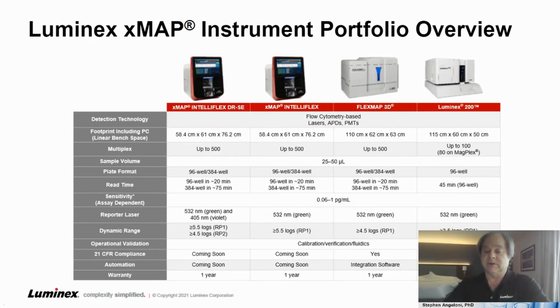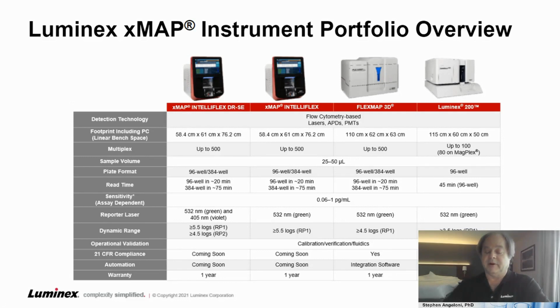These three instruments here, the IntelliFlex, the FM3D, and the LX200, they're all flow-based instruments. The LX200, however, has only one sample loop, whereas the FM3D and both iFlex have two sample loops. And the advantage of having two sample loops is the run times on a full 96 well plate can be on the order of 17 to 20 minutes with the iFlex or the FM3D. It can take closer to 45 minutes to an hour on the LX200. So if you have lots of samples to process, you're going to be wanting to probably have at least an FM3D or one of the iFlex models.